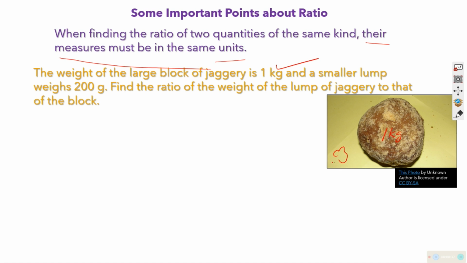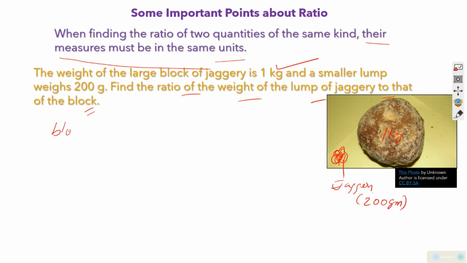अगर इसमें से एक छोटा सा टुकड़ा, ये भी jaggery है, समझ लो, small piece which weighs 200 gram. So 200 gram एक छोटा सा टुकड़ा है. 1 kg the biggest, big lump. Okay, comparatively, and you are asked to find out the ratio of the weight of the lump of jaggery to that of the block.